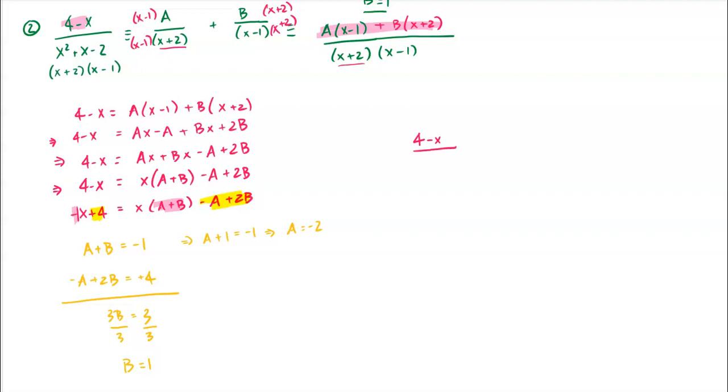So for A, I got -2 over x plus 2, and for B, I got 1 over x minus 1.